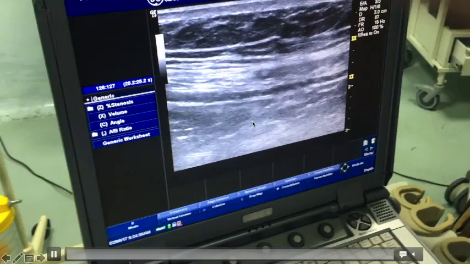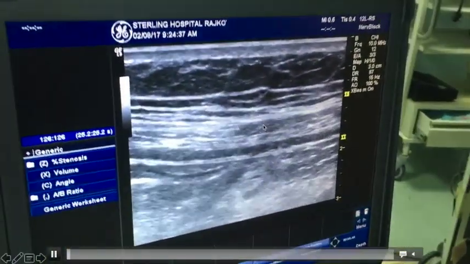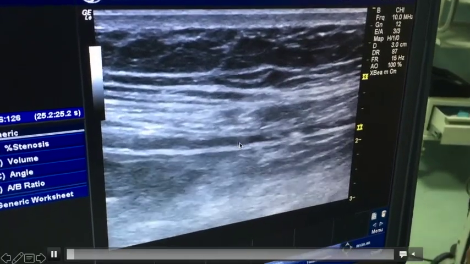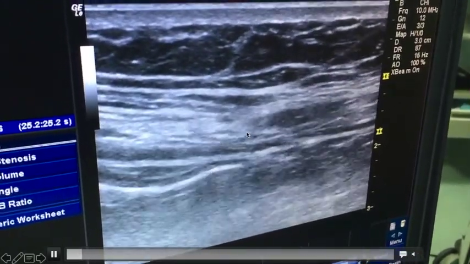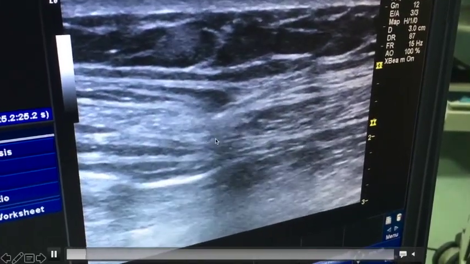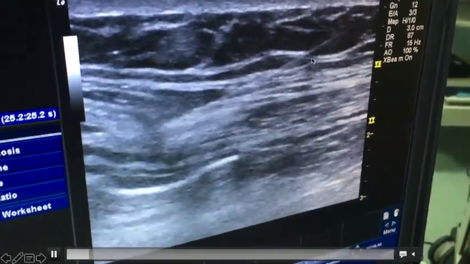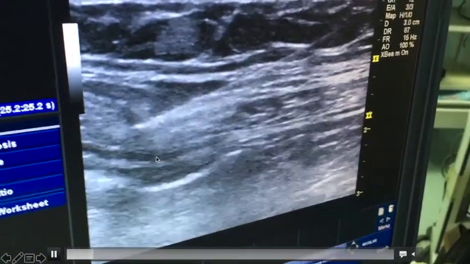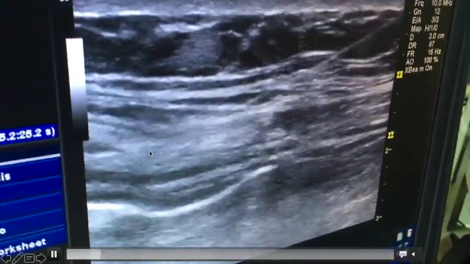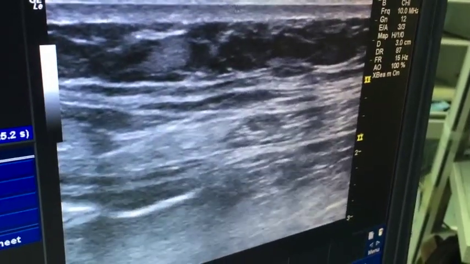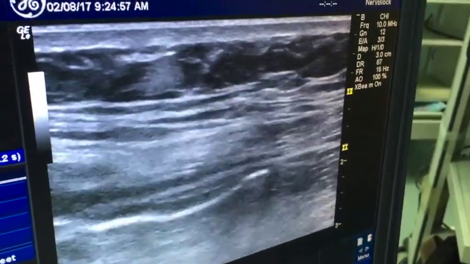For the subcostal TAP block, again I have to start scanning from the midline. This is the rectus abdominis muscle, this is the beginning of the internal oblique muscle. So I will inject 7 ml of LA here to block T7. My needle is coming in plane. Here you can see my needle is coming in plane from medial to lateral. So I will inject 7 ml of LA here.